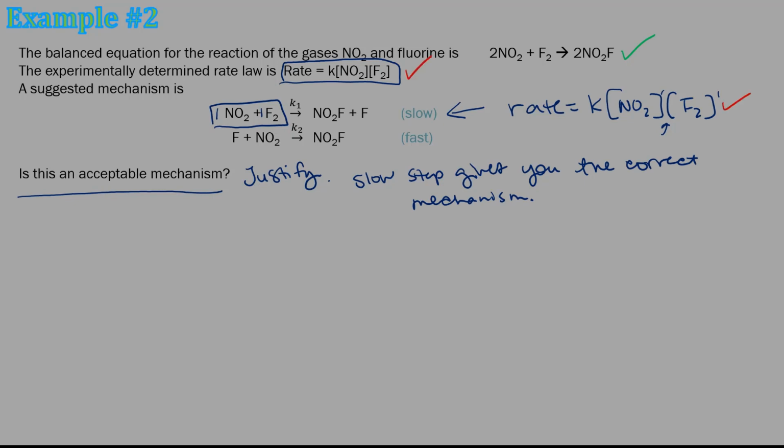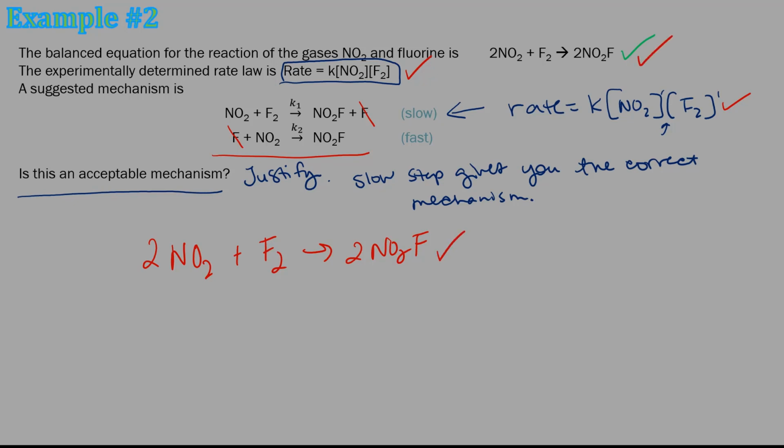And then if I was to add these two together, I'm just going to erase this. If I was to add these two together to get the overall reaction, then F cancels out, and I end up getting 2 NO2s plus F2 goes to 2 NO2Fs. And I have to check to make sure that's the right equation. Yes, it's the same here as it is there, so that should be good.